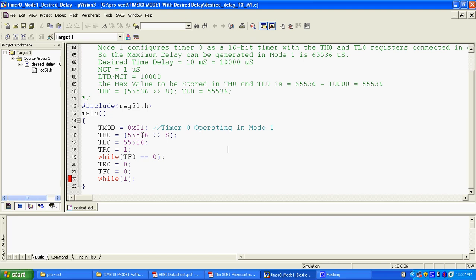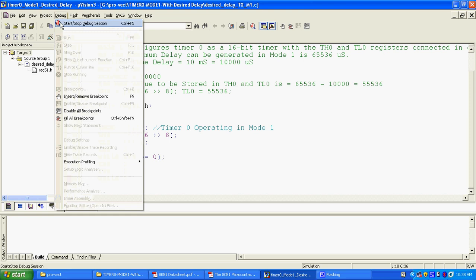TH0 equals 55,536 right shifted by 8. TL0 equals 55,536. Then the same process, TR0 equals 1. While TF0 is not equal to 1, meaning if it is 0, stay in that loop till it gets the value of 1. If TF0 becomes 1, then it's an overflow and it will get out of that loop, and the value of TR0 will be 0 and TF0 will be 0. We are making these two 0 to stop the counter at 10 milliseconds of delay. Then I am going to the infinite loop.